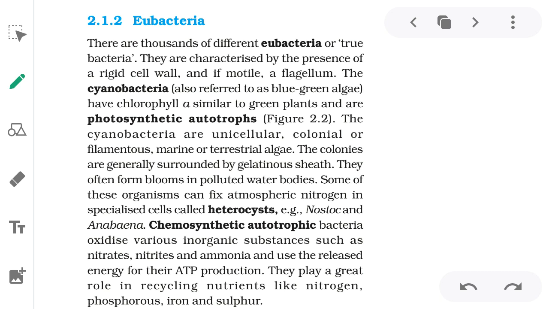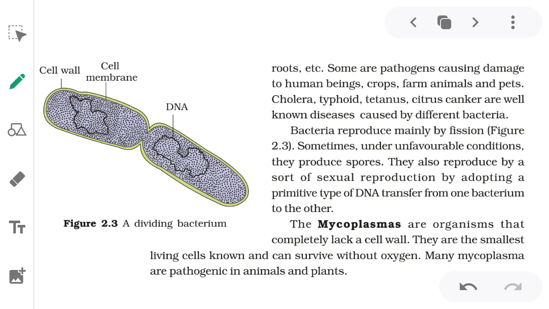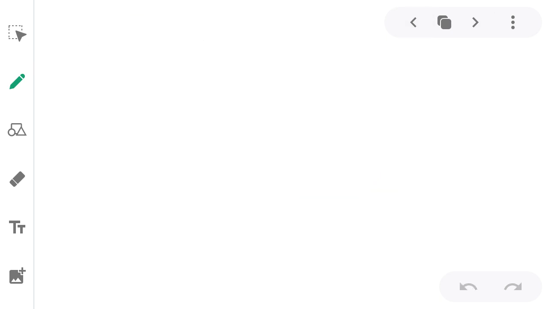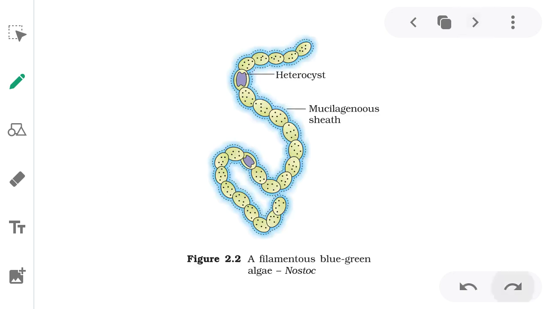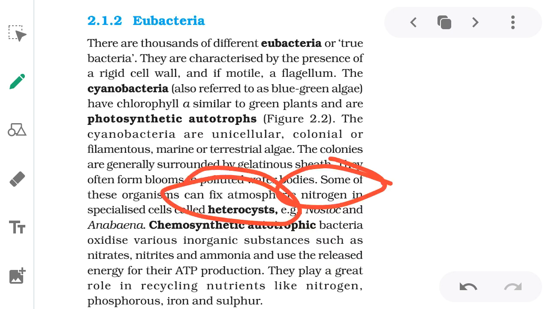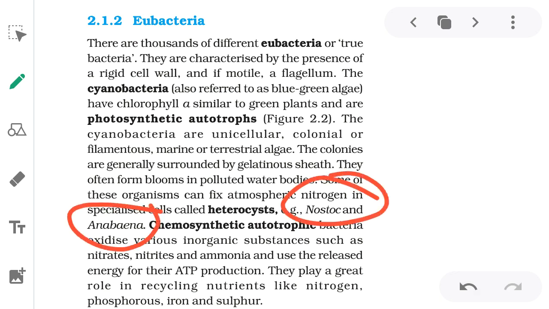Some of these organisms can fix nitrogen, that means fix nitrogen into nitrogenous compounds, in a special type of structure where nitrogen fixation is happening. So that structure is the heterocyst. You can see here. Wait, the picture we are not getting. Okay, this is the structure heterocyst where nitrogen fixation takes place. Examples are Nostoc and Anabaena. These are bacteria which come in the eubacteria.